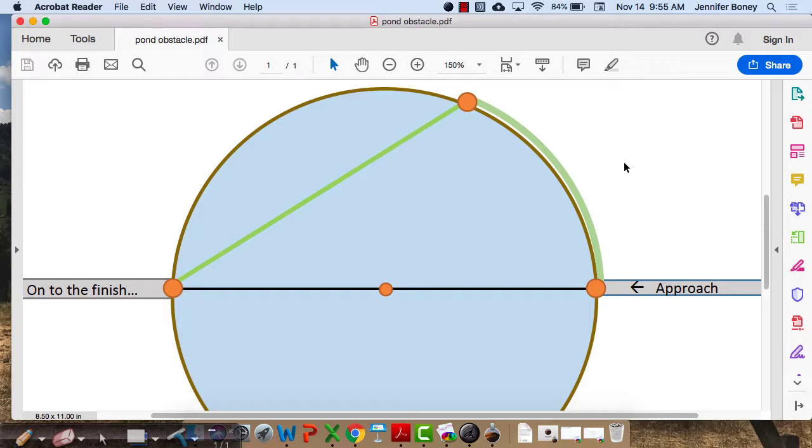Could run all the way around, one way or the other, doesn't matter. I just picked the top half of this as where the running might take place. But that would obviously be longer.